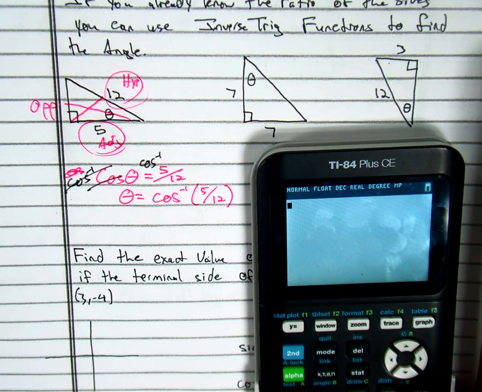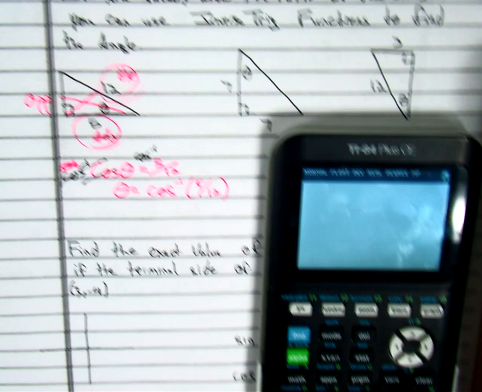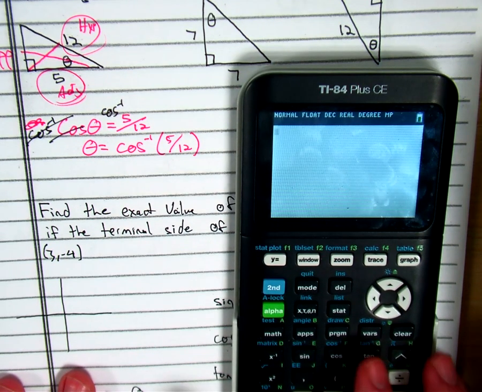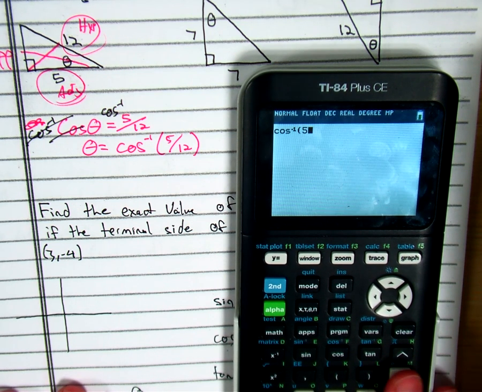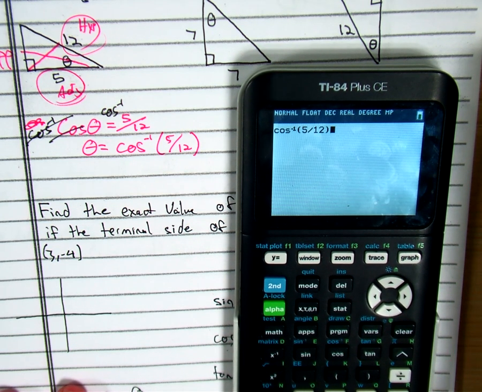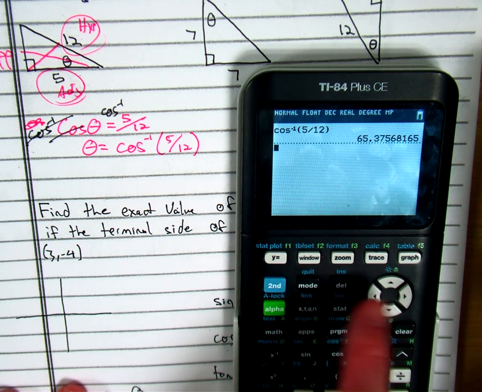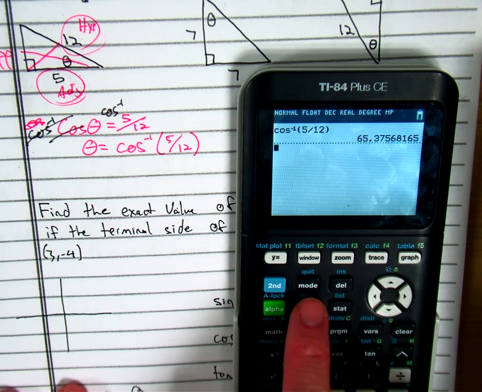So we're going to type those in. It's exactly the same three buttons, sine, cosine, tangent. So second cosine, we're going to go 5 divided by 12. And we should get 65.37. If you're not getting that, I want to check what mode you're in.